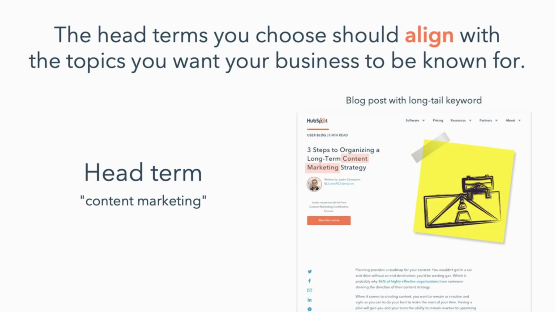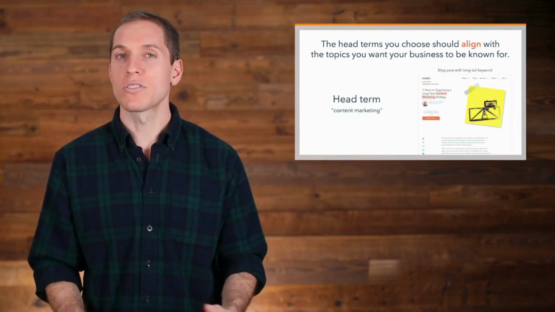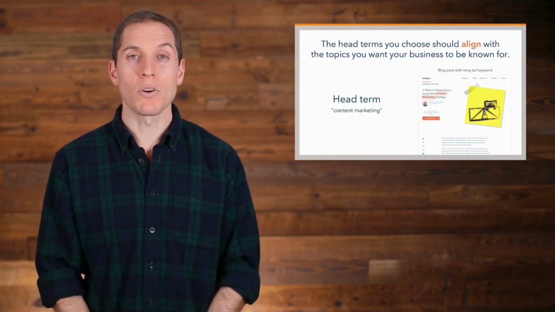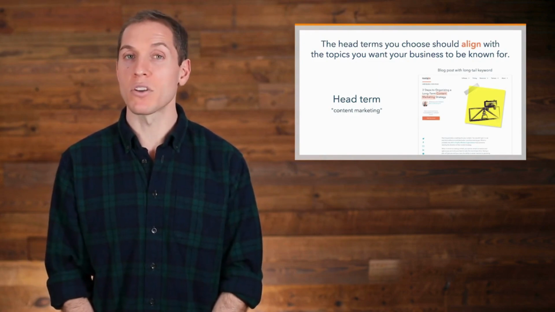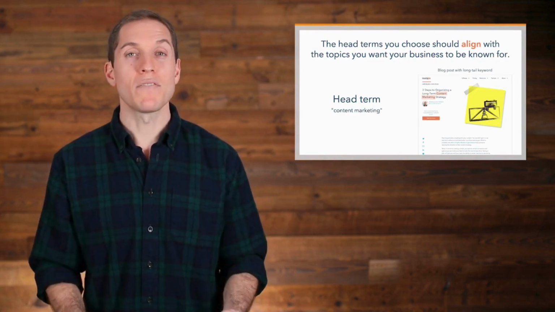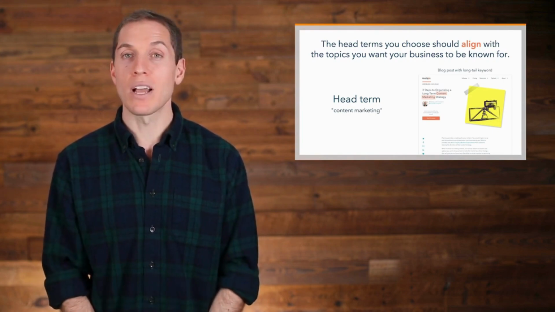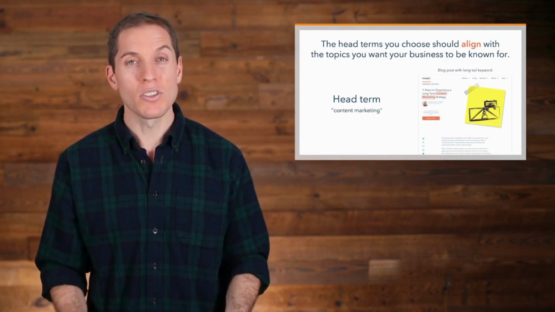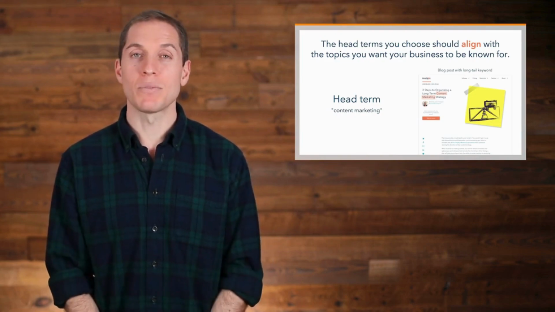For example, if you want your business to be known for content marketing, then a blog post on 3 steps to organizing a long-term content marketing strategy is a great example of a long tail keyword in support of this topic. And why should you focus on long tail keywords for blog post titles? These longer, often question-based keywords keep your posts focused on the specific goals of your audience. Website visitors searching long-tail terms are more likely to read the whole post and seek information from you. In other words, you'll attract the right type of traffic to your website.